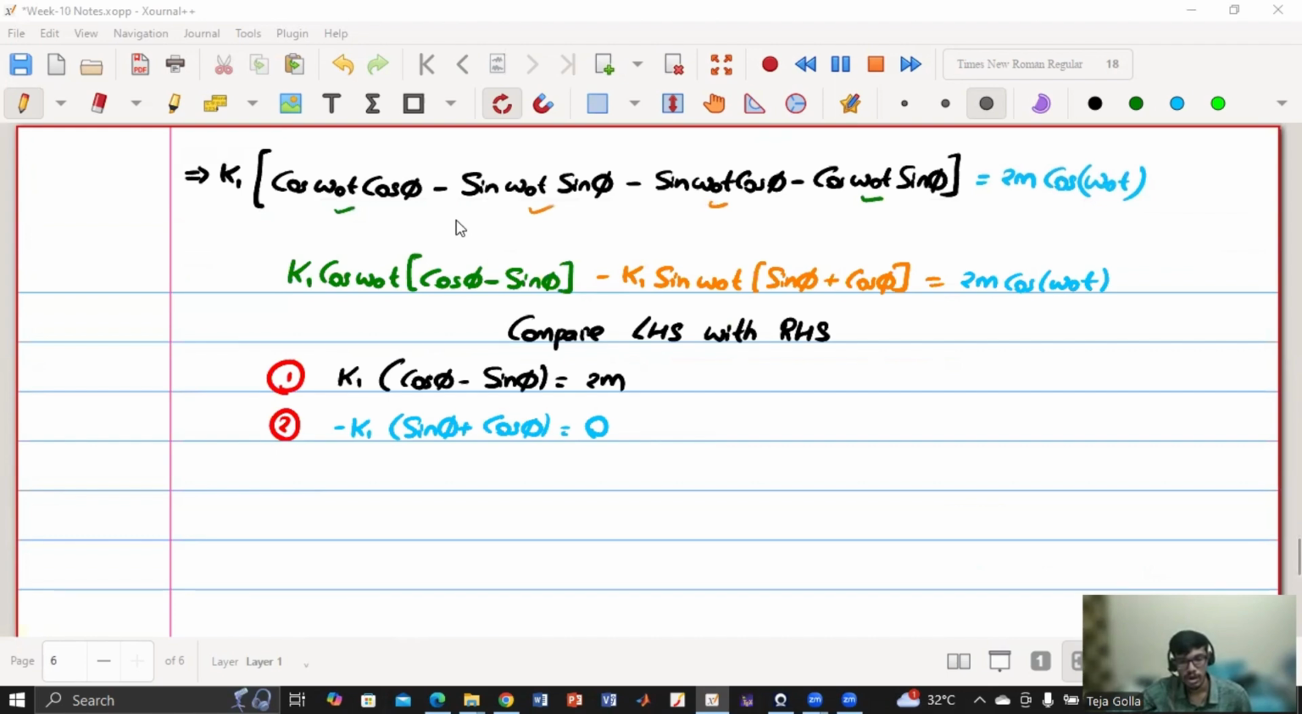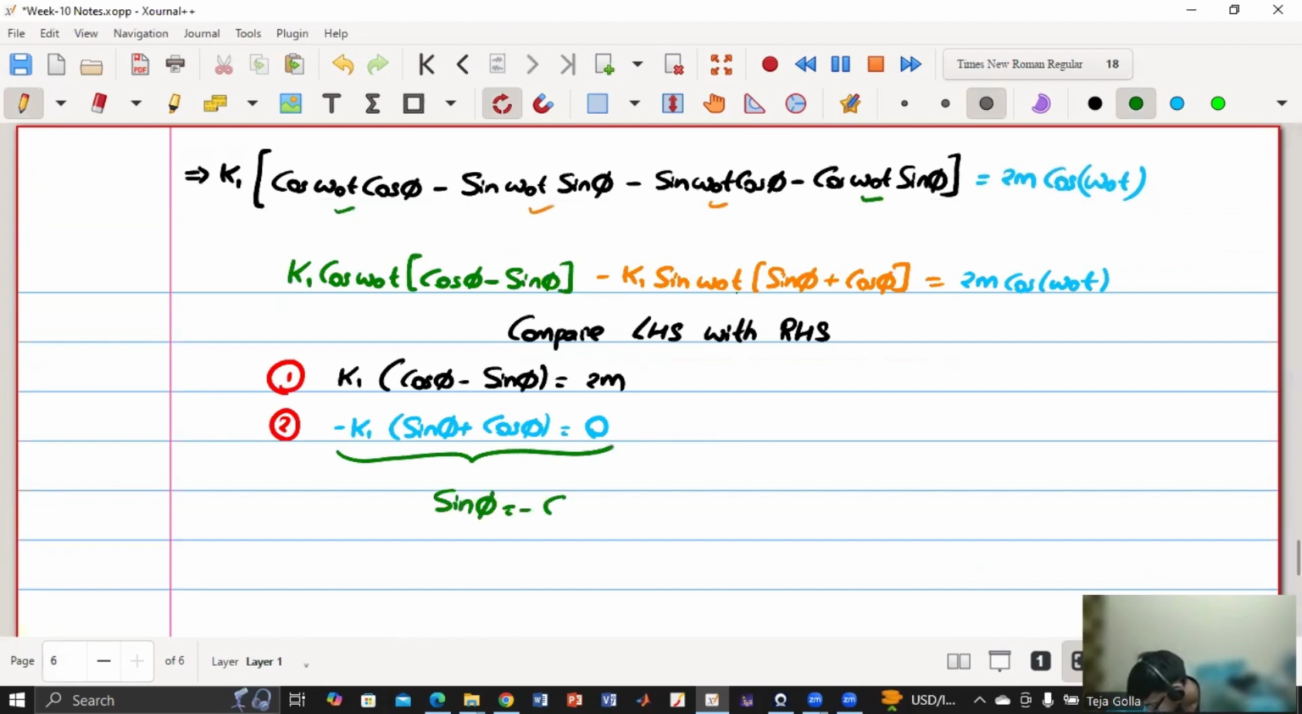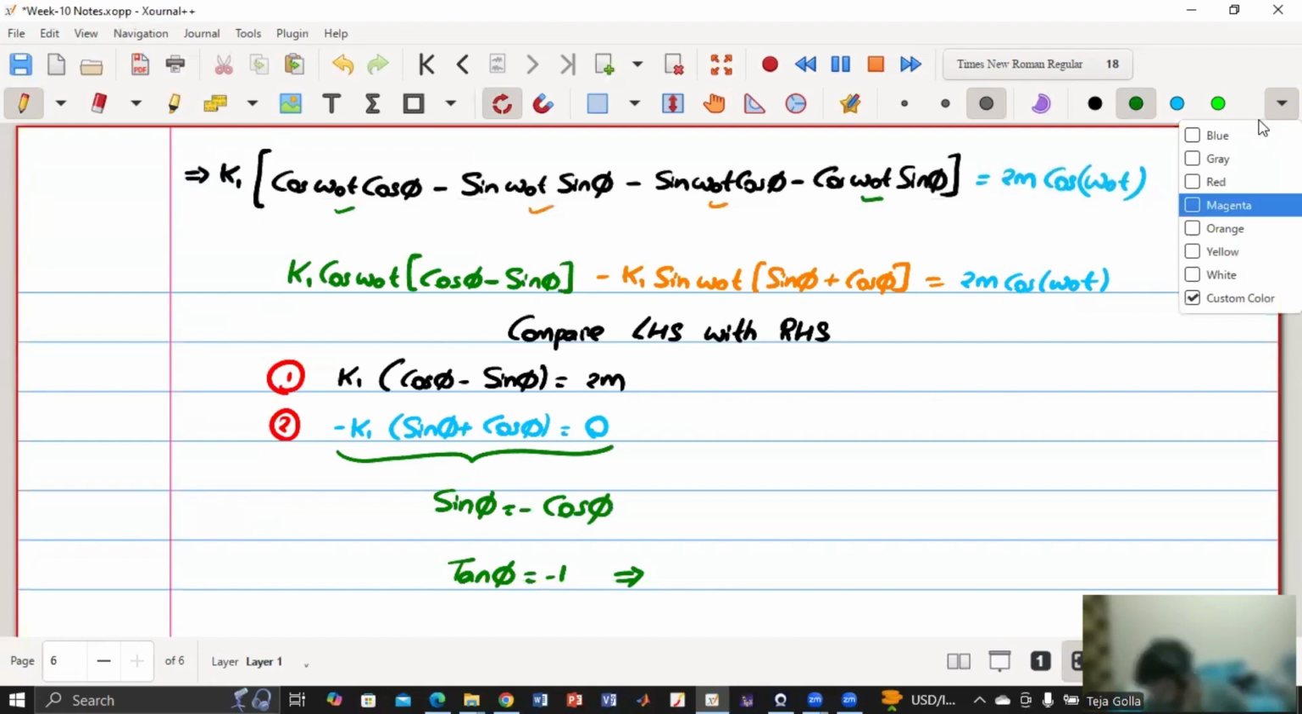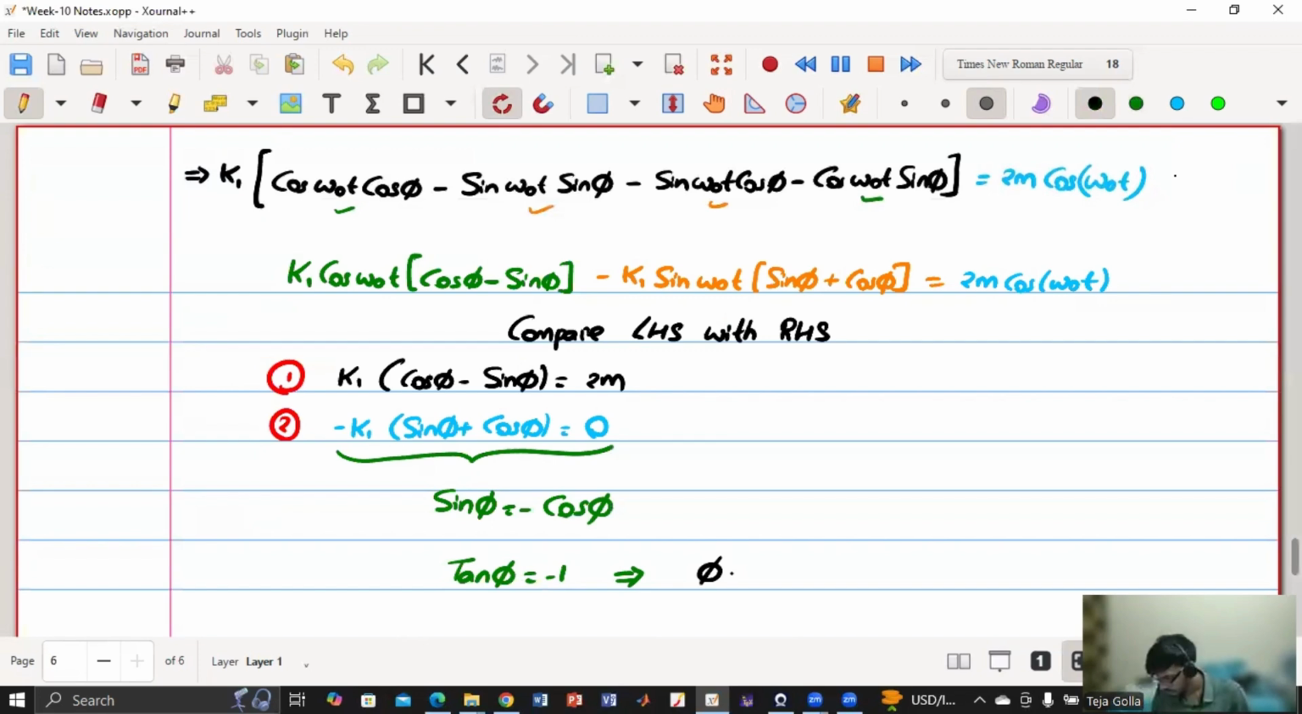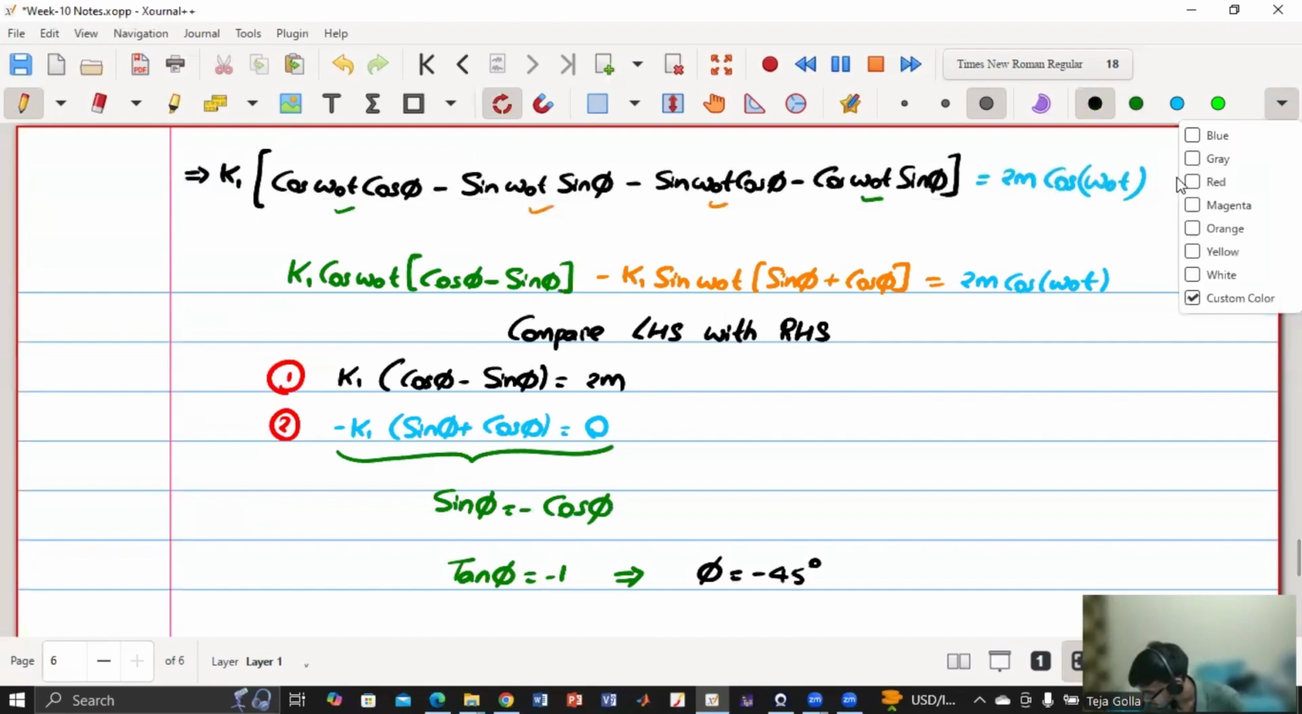Okay, sir. Yeah. So now if you see, if I solve this term, sine phi plus cos phi is equal to 0, which means sine phi is equal to minus cos phi, which means tan phi equals minus 1. So what is the value of phi? Tan phi is minus 1. What is the value of phi? Minus pi by 4, which is minus 45 degrees. Okay. So now I got phi.